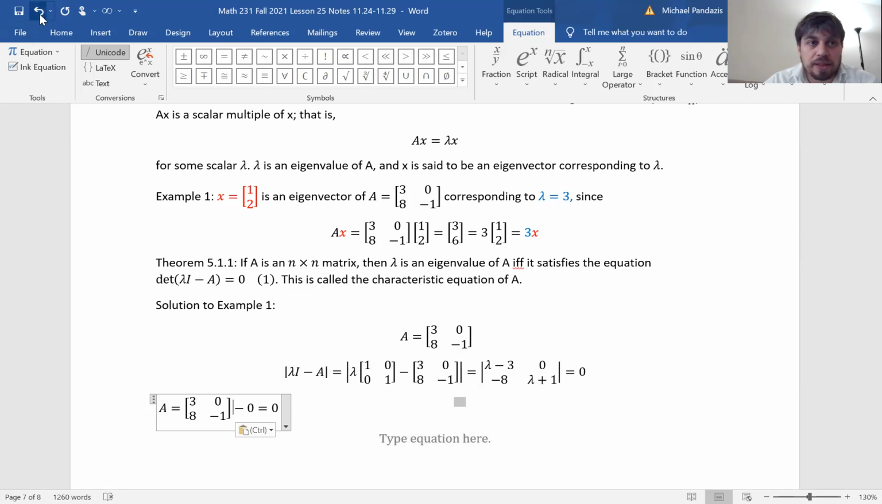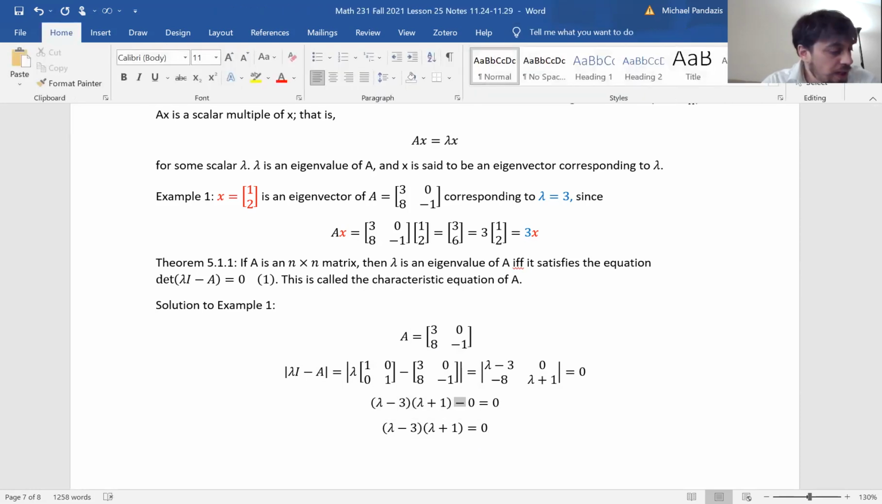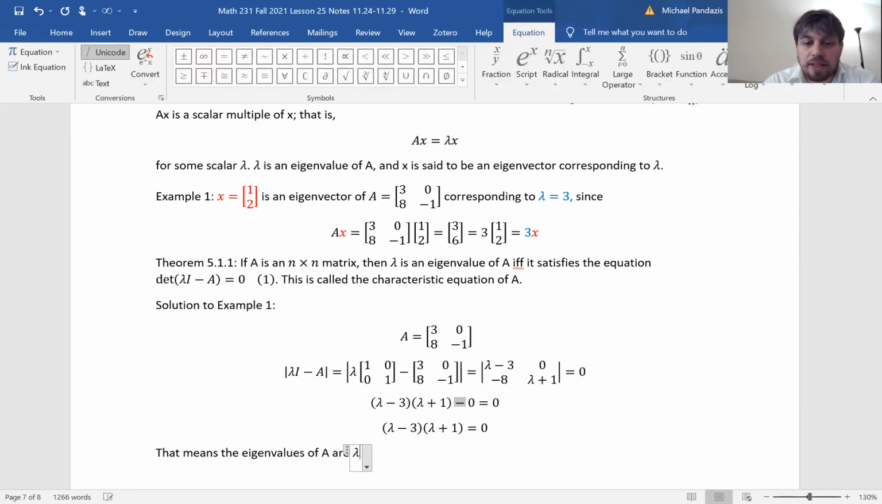Lambda minus 3 times lambda plus 1 is equal to 0. And so that means the eigenvalues of capital A are lambda equals 3 and lambda equals minus 1.